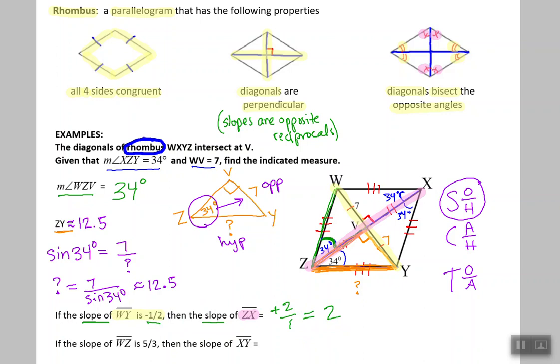Let's look at another pair of sides. If the slope of segment WZ, let's highlight that in a new color, WZ is 5/3. WZ is this side. Then the slope of XY, well, where is XY? An opposite side. Opposite sides are parallel. Notice they're going in the same direction. Therefore, they must have the same slope, or in this case, 5/3.